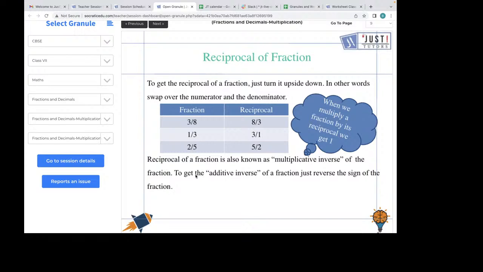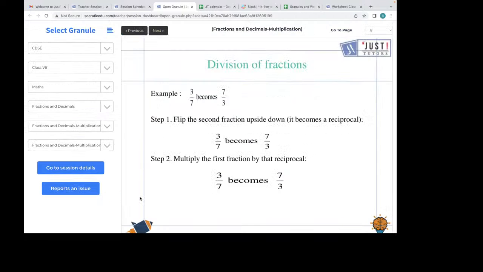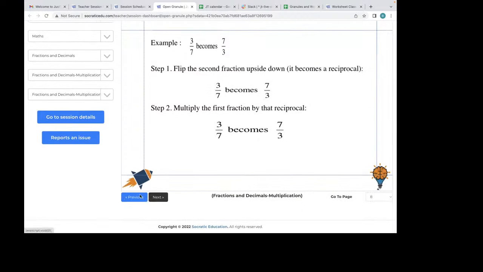अगर आपको एडिटिव इन्वर्स चाहिए तो उसके लिए आपको क्या करना पड़ेगा? एडिटिव इन्वर्स के लिए जैसे हम नॉर्मली इंटीजर्स में करते थे, अगर a है तो उसका एडिटिव इन्वर्स क्या हो जाएगा? -a हो जाएगा. इसी तरह से हमें अपने फ्रैक्शन का सिर्फ साइन चेंज करना है. तो जैसे 3/8 है, ये हो जाएगा -3/8. ओके, एडिटिव इन्वर्स ऑफ दिस फ्रैक्शन. ऑलराइट, नाउ लेट्स लर्न अबाउट डिवीजन ऑफ फ्रैक्शन.